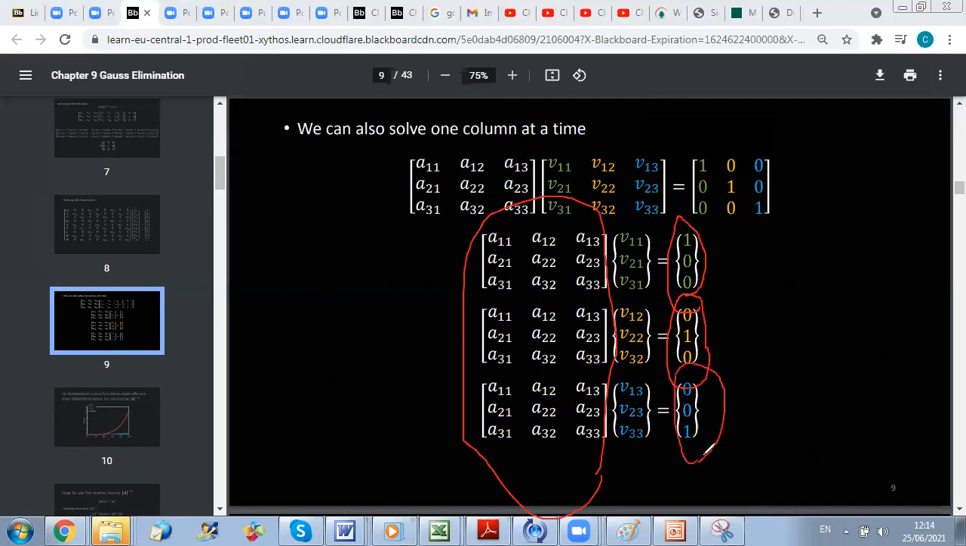Which method do we use in case A, which remains the same, if I am just changing the B factor? Yes, very good, Hassan. We use the LU factorization.